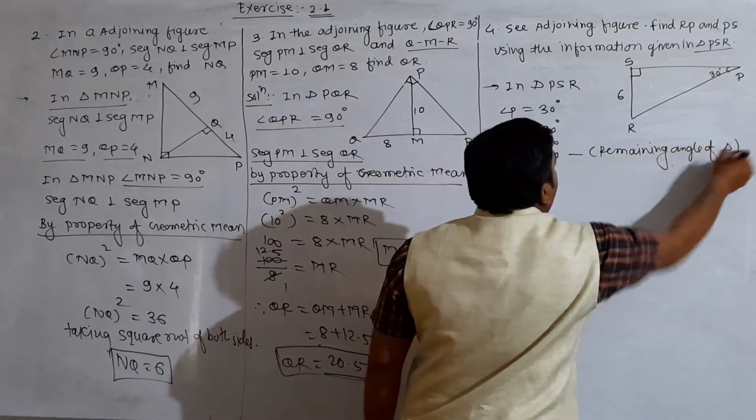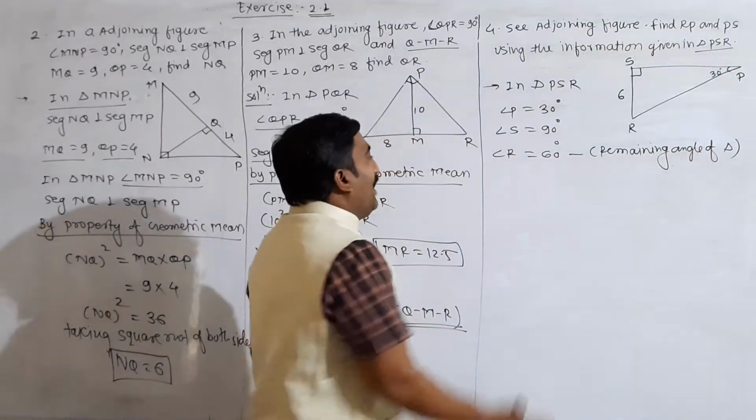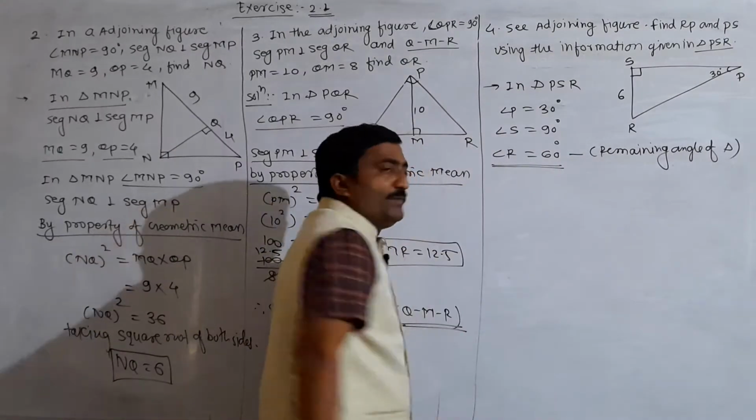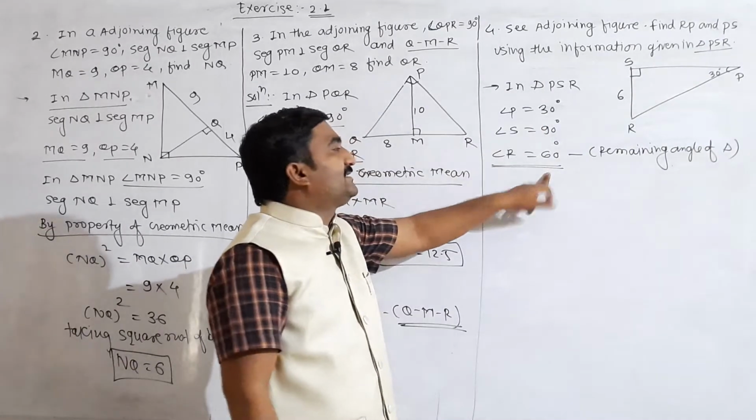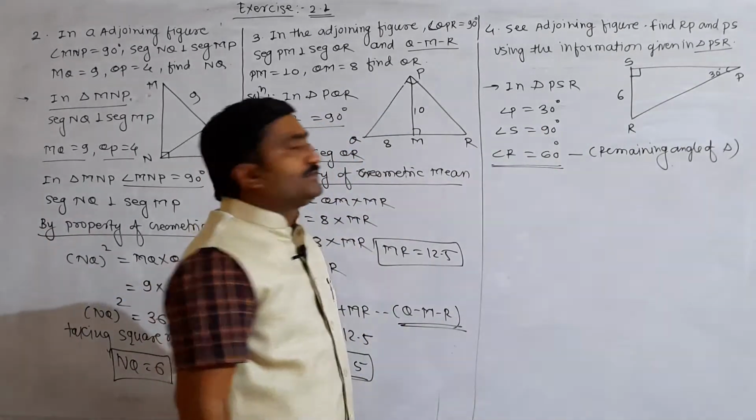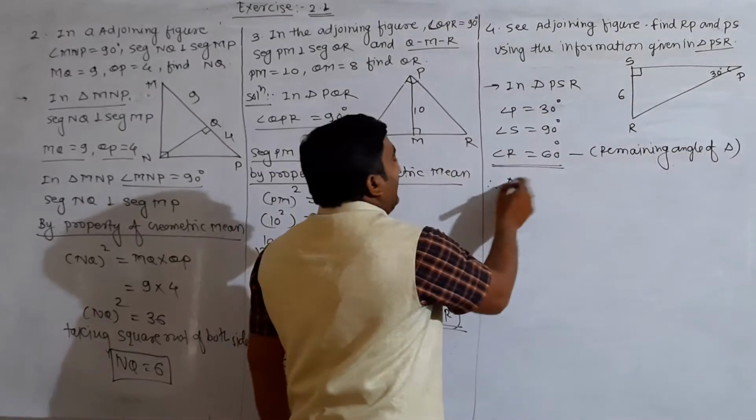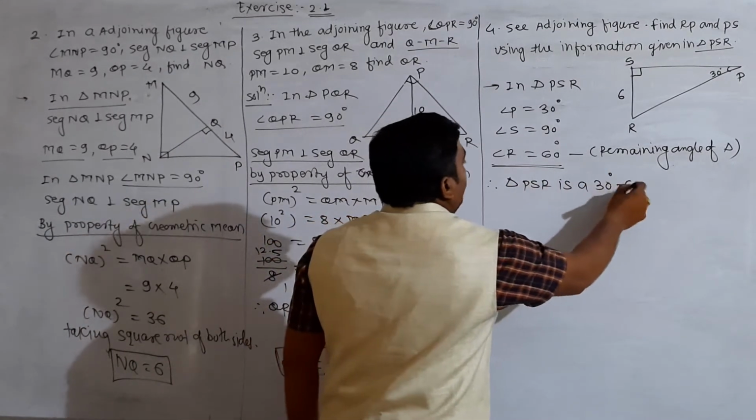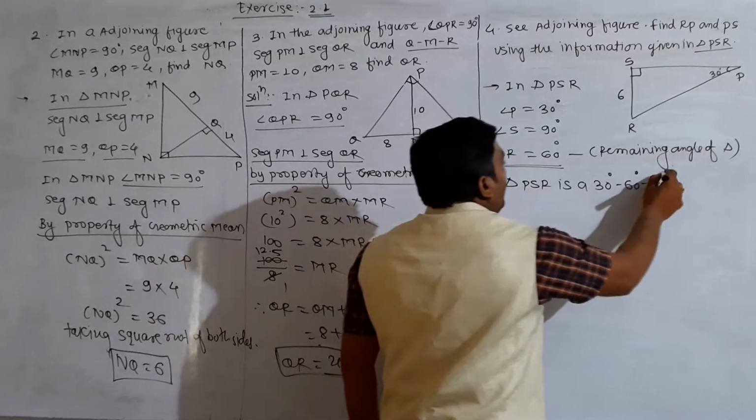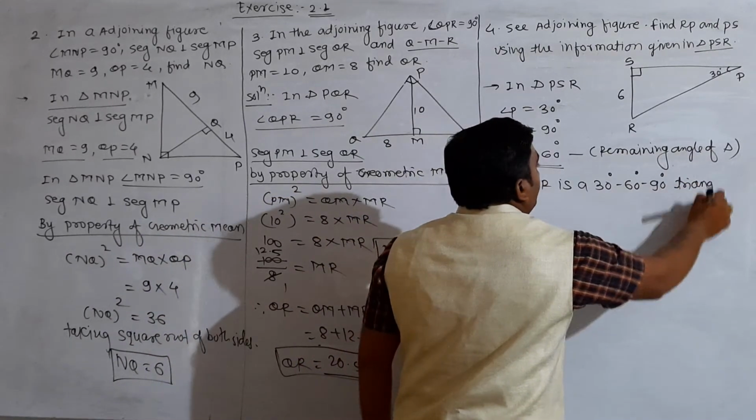of the triangle. We know that the sum of angles of a triangle is 180 degrees. 90 plus 30 is 120, plus 60 is 180. So therefore triangle PSR is a 30-60-90 degree triangle.